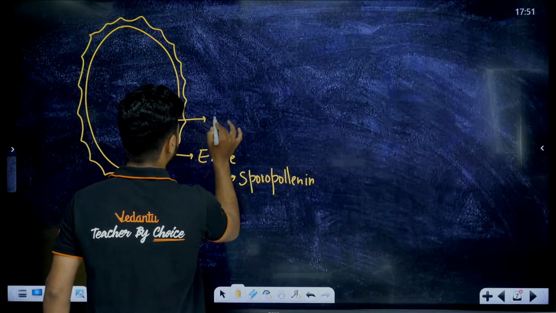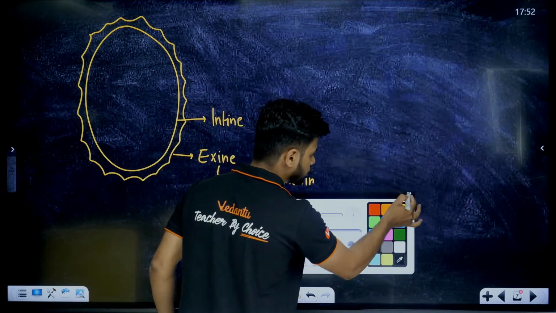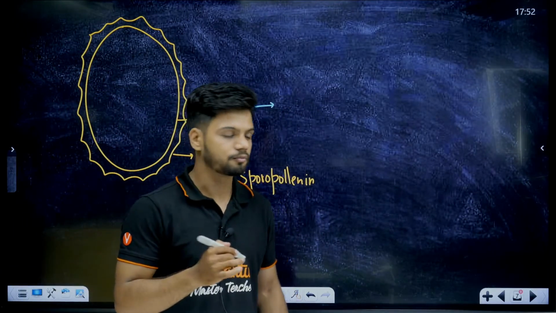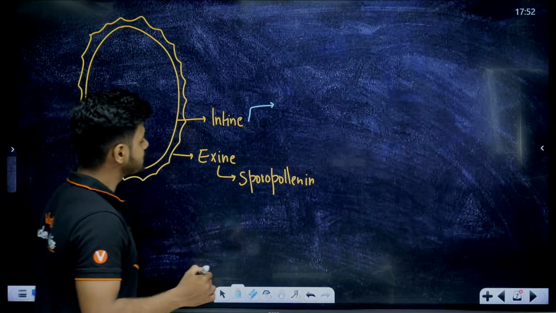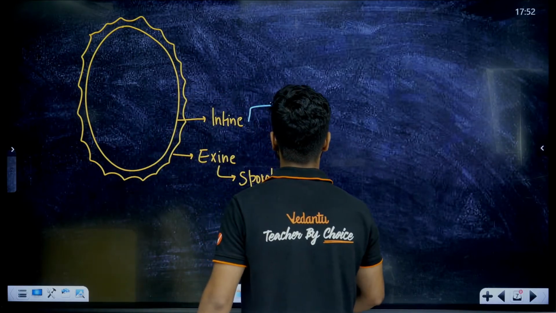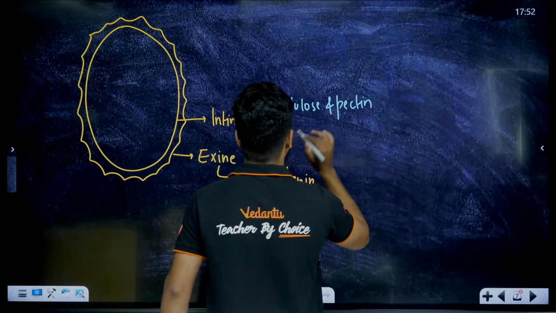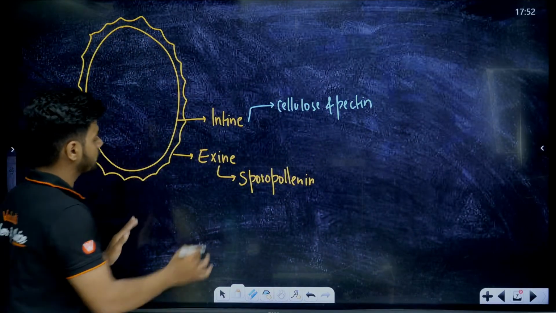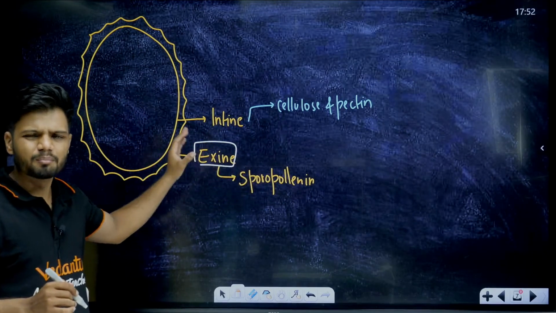Then we have the inner layer. The inner layer is called as intine. Now, in the examination, they can ask you, what is intine made up of? If you read your NCERT, you'll be able to tell the intine is made up of cellulose and pectin. Now, the outer covering is made up of your exine, right? Again, you can divide the exine into sexine and nexine, but that is not in your syllabus.